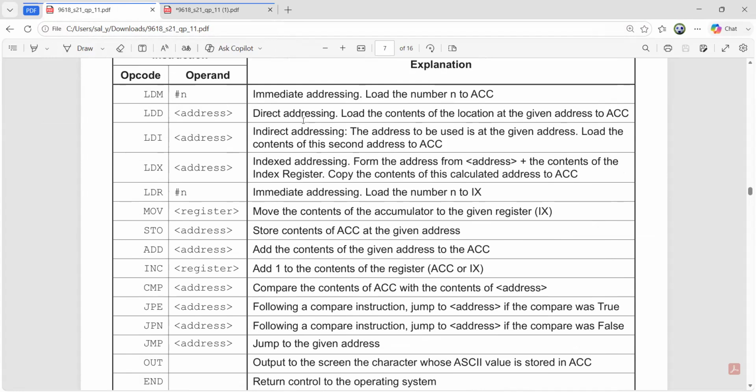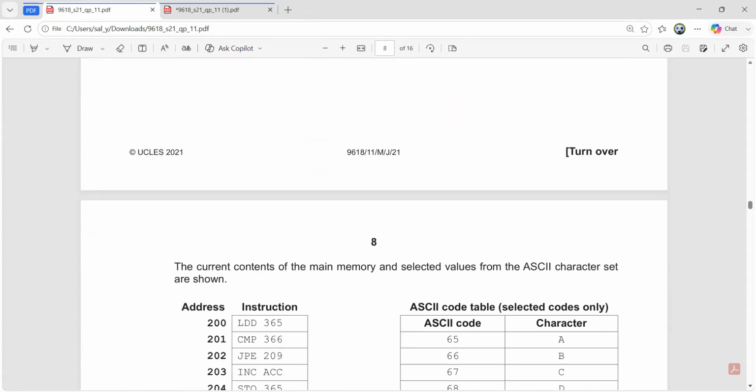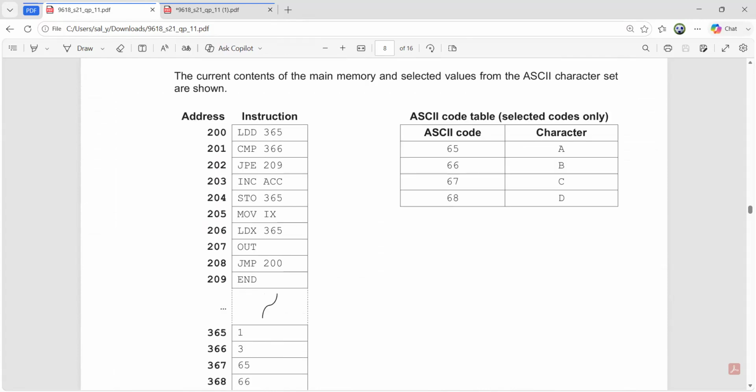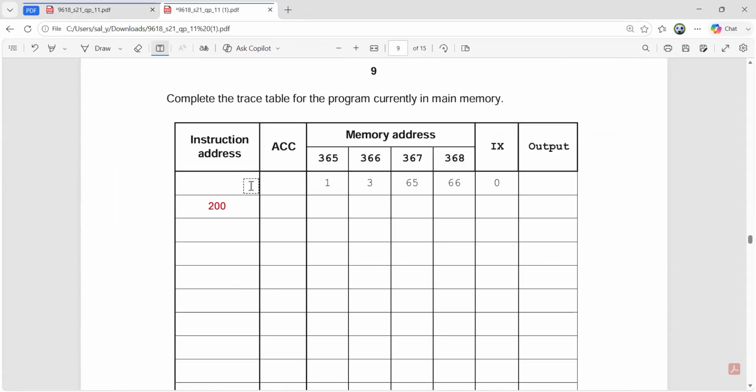LDD address, direct addressing: load the contents of the location at the given address to ACC. So it means whatever is present at location 365 will be loaded in the ACC, or accumulator. Now let's see what is at 365. You can see LDD 365 means it will be moving to 365, and the value at 365 is 1. So that will be loaded in your accumulator. So here the accumulator will hold the value of 1. This is my very first thing that is done.